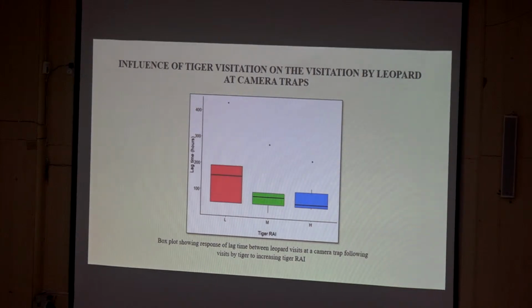There are more values above the median in the higher category, but this might be confounded by lower captures of tiger, and more captures would be required to establish a clearer trend. However, this does not take away from the fact that there was a lag between leopard visits following tiger visits at camera trapping locations, and their visits were staggered.